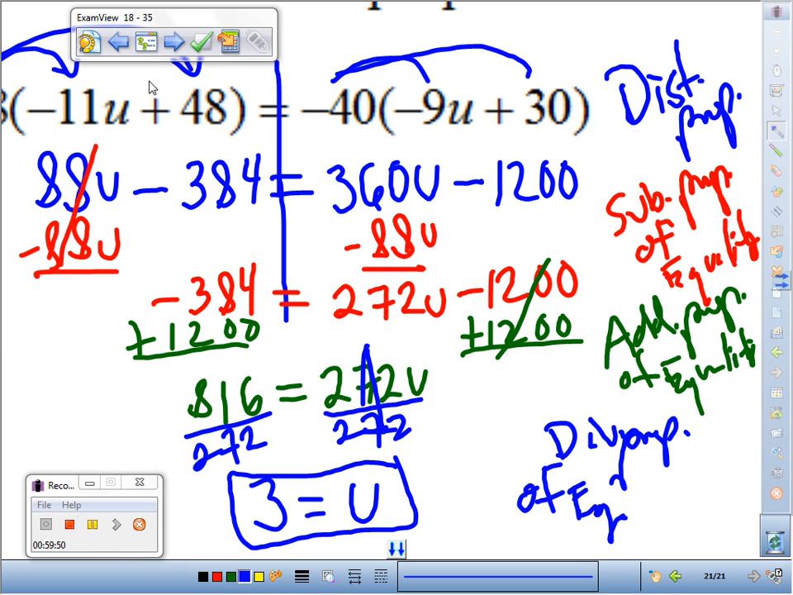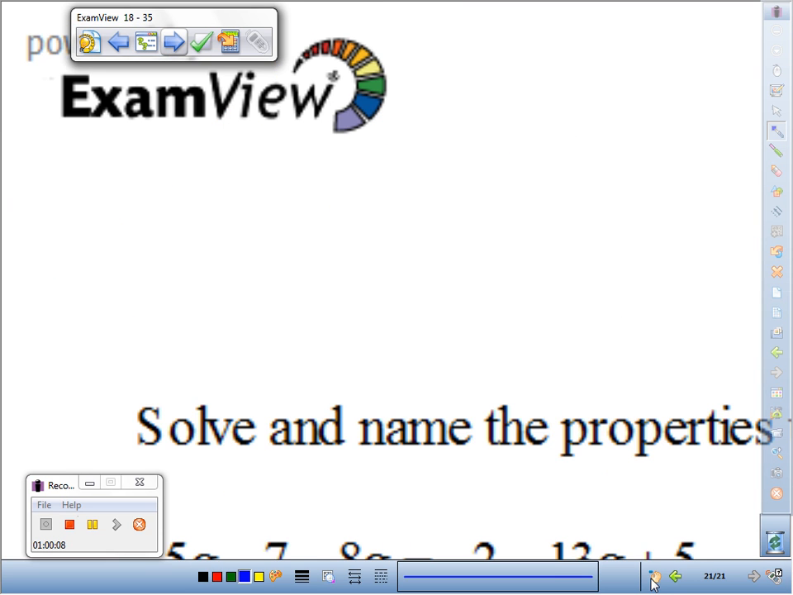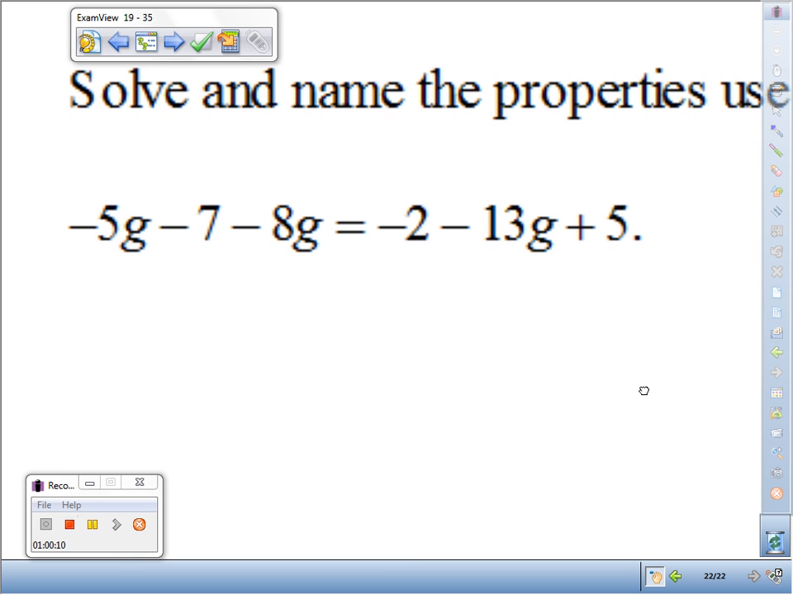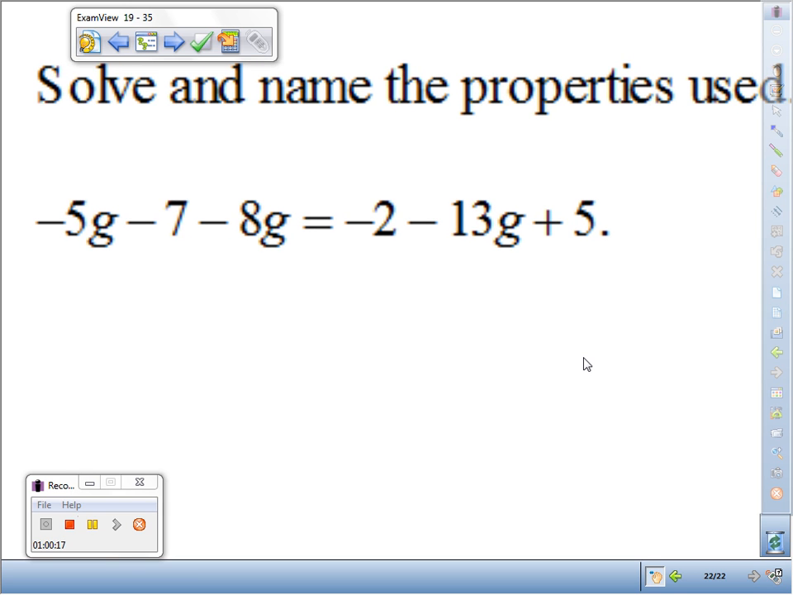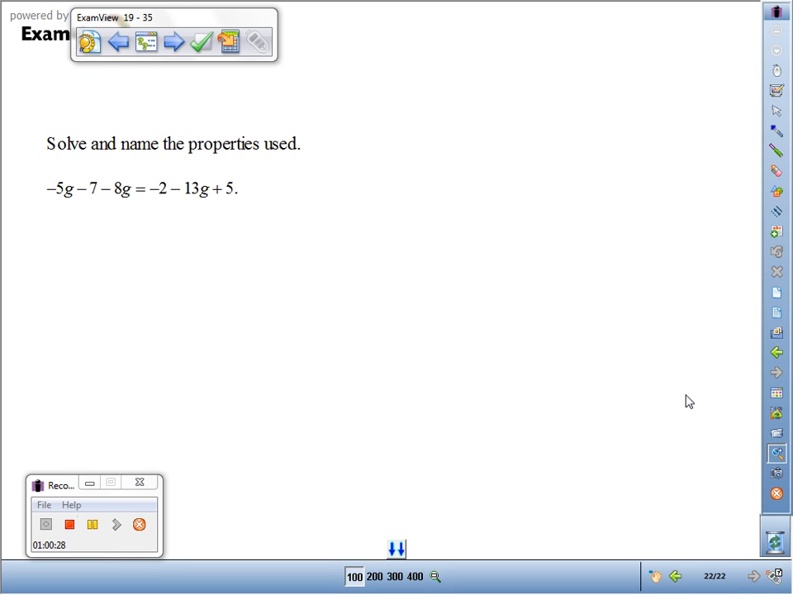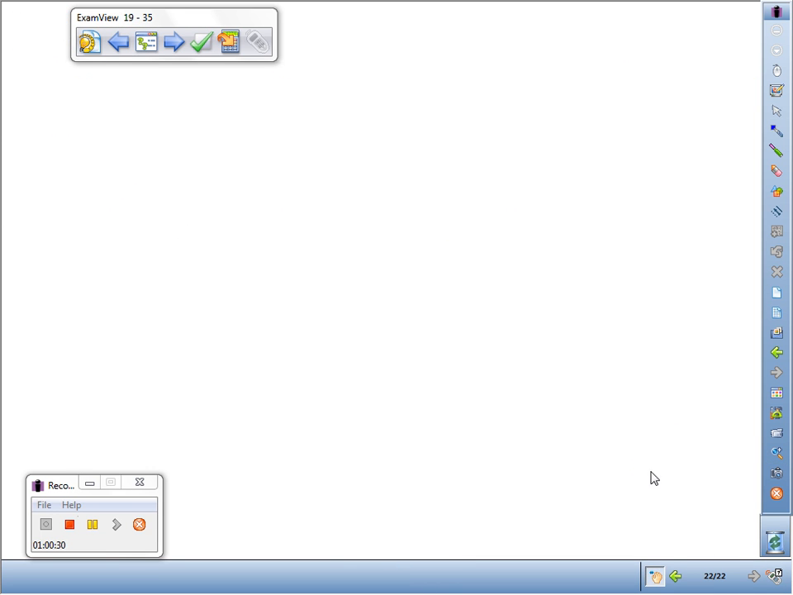Go to number 19. It says, solve and name the properties. Again. Now be careful with this one. Look up, please. Guys, focus. Look at this one. This is the one that a lot of you made simple mistakes. And let me show you the mistakes that you guys made. Here it goes.